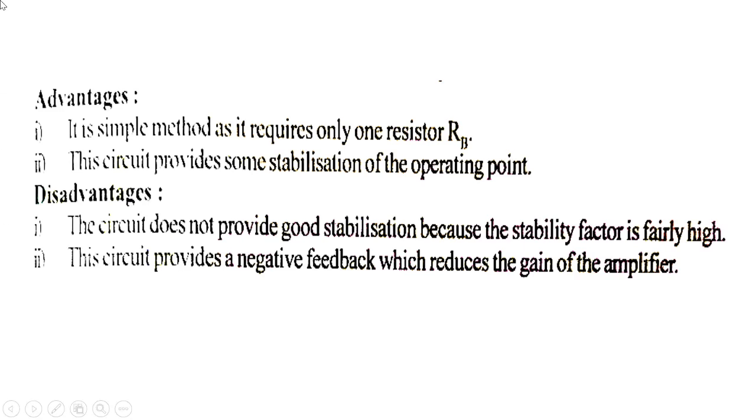Advantages of this method: first, it is a simple method as it requires only one resistor RB. And second, this circuit provides some stabilization of the operating point. Disadvantages: the circuit does not provide good stabilization because the stability factor is fairly high. And second disadvantage, this circuit provides a negative feedback which reduces the gain of the amplifier.